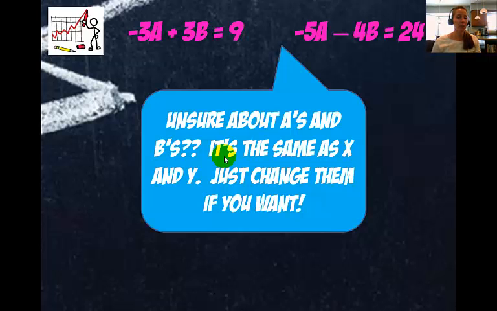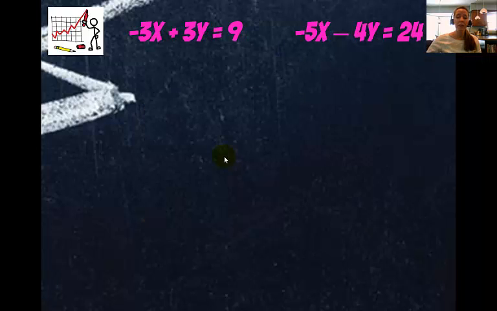So in this first example, I have A's and B's. If the A's and B's throw you off and worry you, don't worry about that. You can change them to X's and Y's so you feel more comfortable putting it into slope-intercept form. Just make sure that if you change the A to X, you do that appropriately in both of the equations. Don't accidentally flip it on the other side.